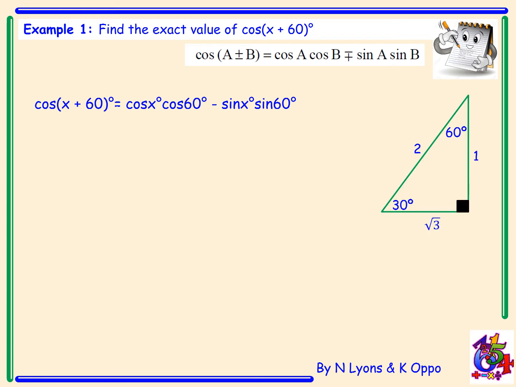Using our exact values for cos and sin of 60, cos of 60 is 1 over 2. So we have cos x times 1 over 2, and that will be minus sin x times sin of 60, and sin of 60 is root 3 over 2. Again, just to tidy this up, we'll bring the fractions to the front, and the final answer is a half cos x minus root 3 over 2 sin x.